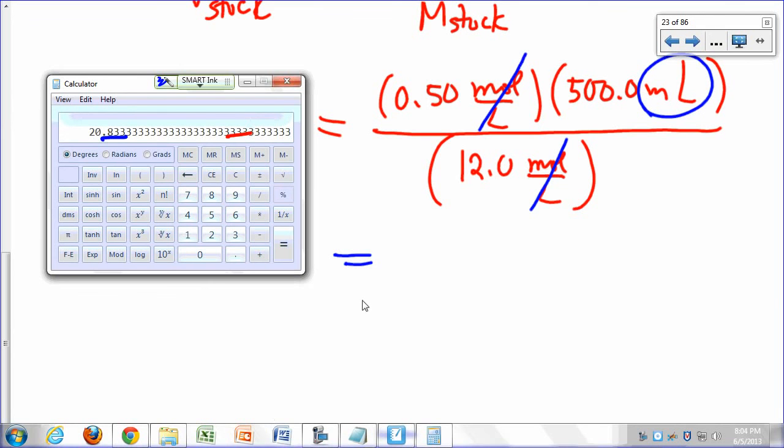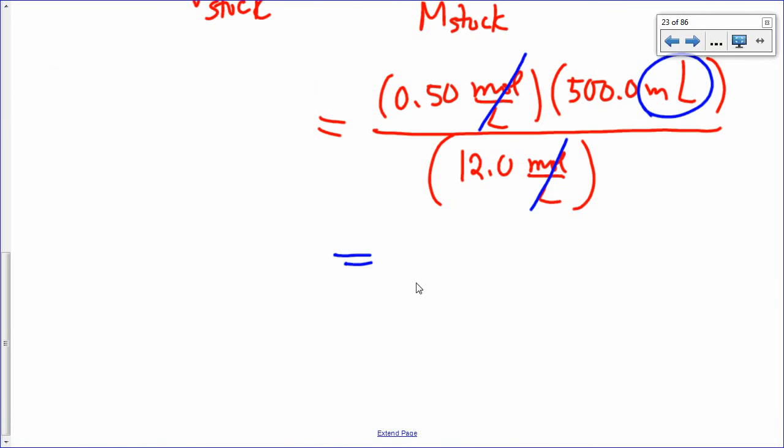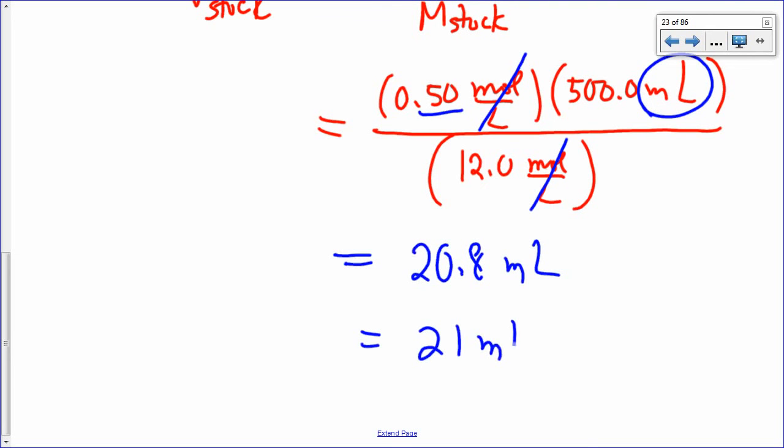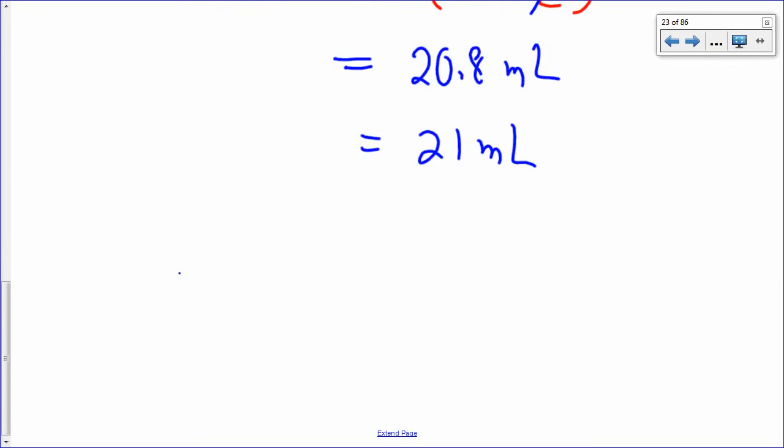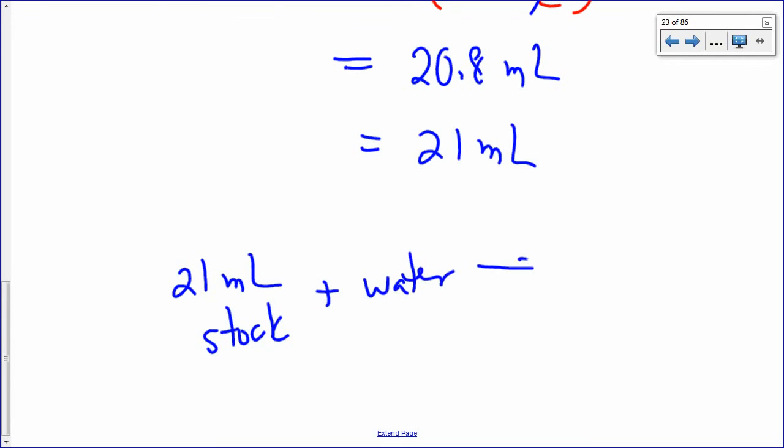That gives you 20.8 milliliters. Or, since we only have 2 sig figs, it's 21 milliliters. So what you do is you take 21 mL of your stock solution plus enough water to bring the total volume up to 500 mL.